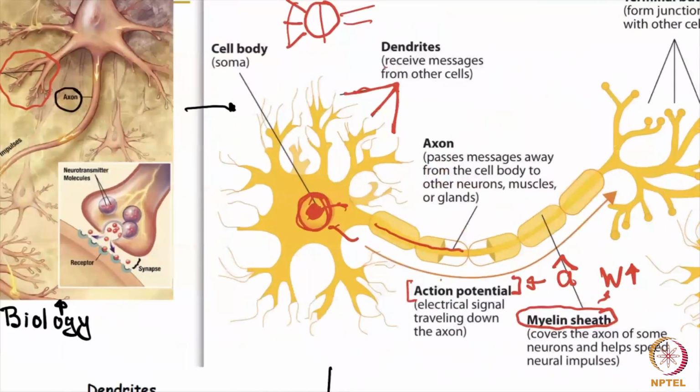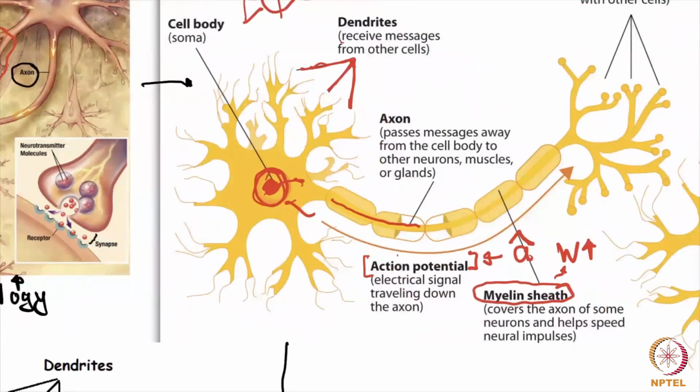You have the cell body, and these dendrites are some kind of network connections, which receive messages from other cells. Axons pass messages away from the cell. Within this, there is something called the action potential, which is the electric signal which travels down an axon. And when it comes to the next cell, it either activates it or it doesn't.